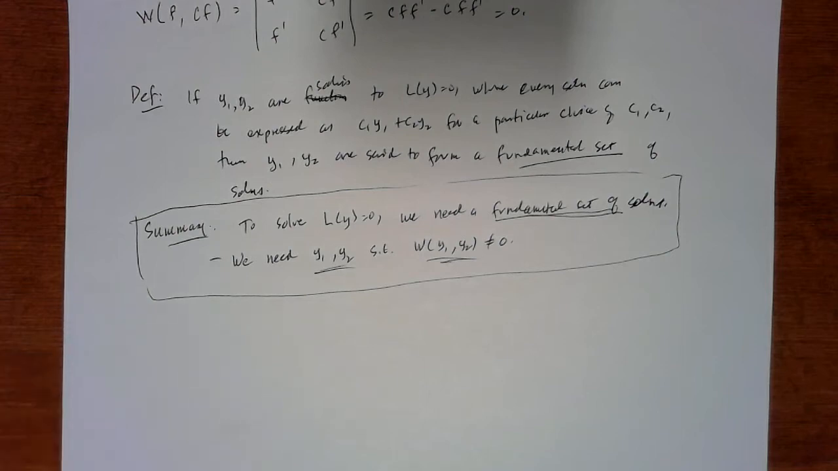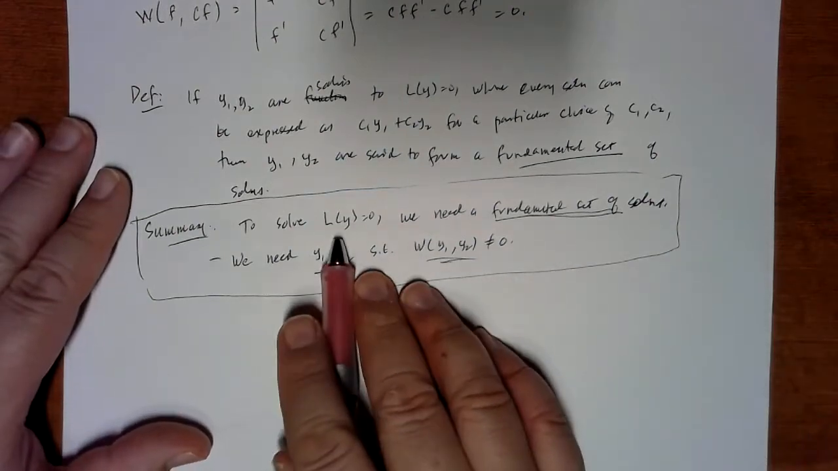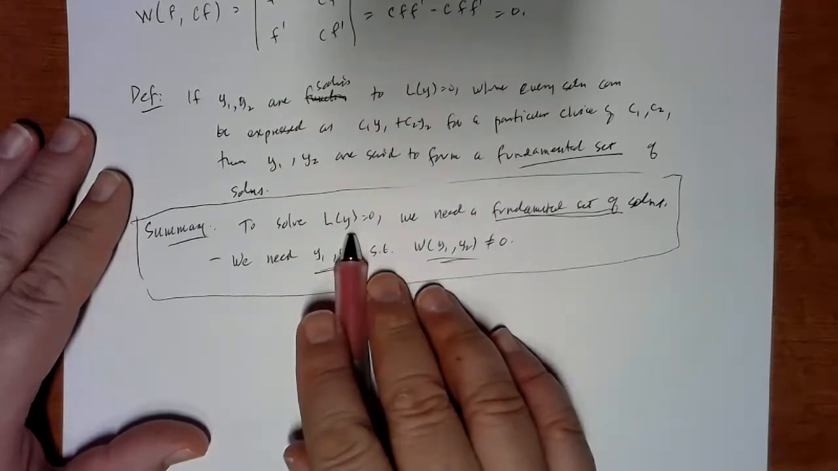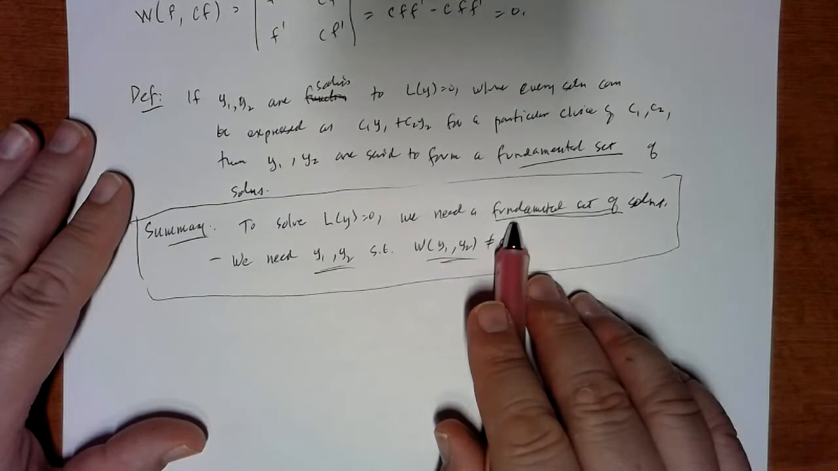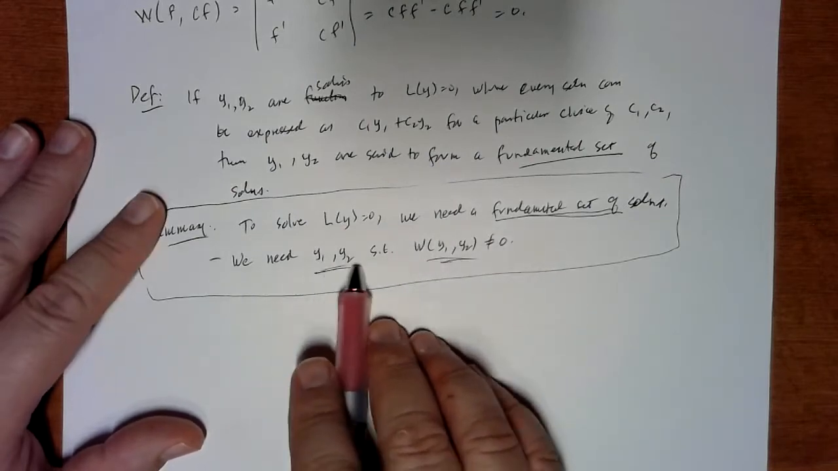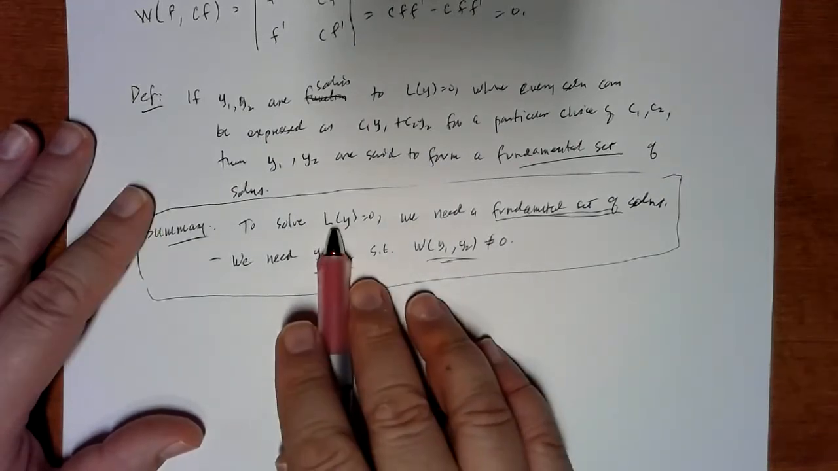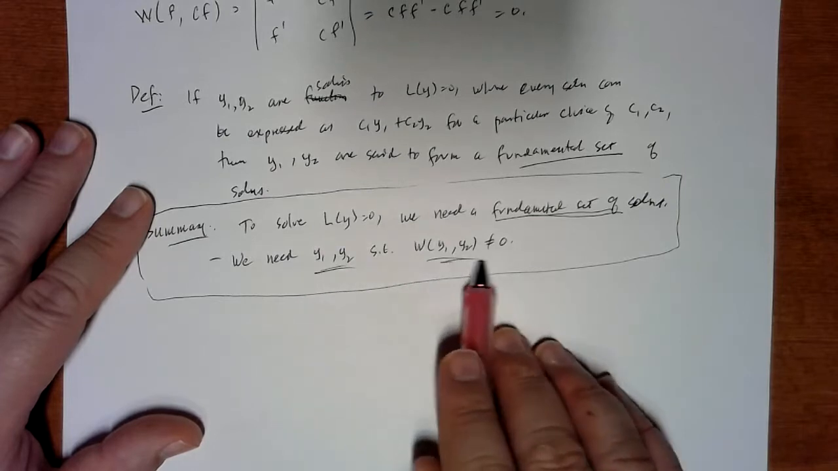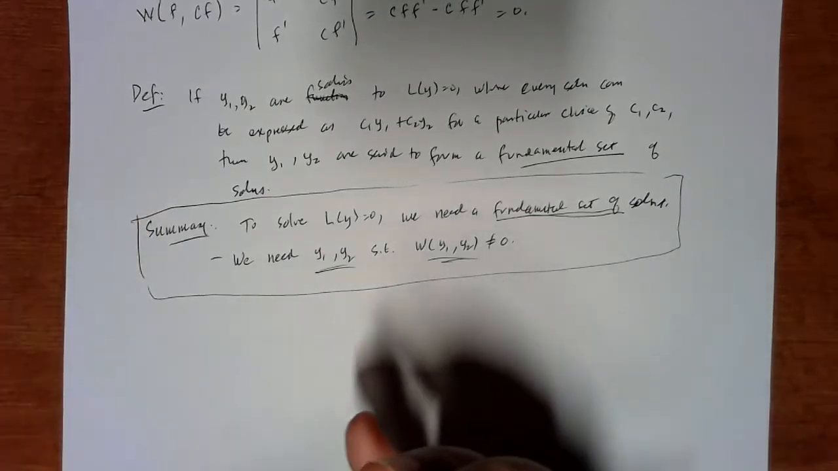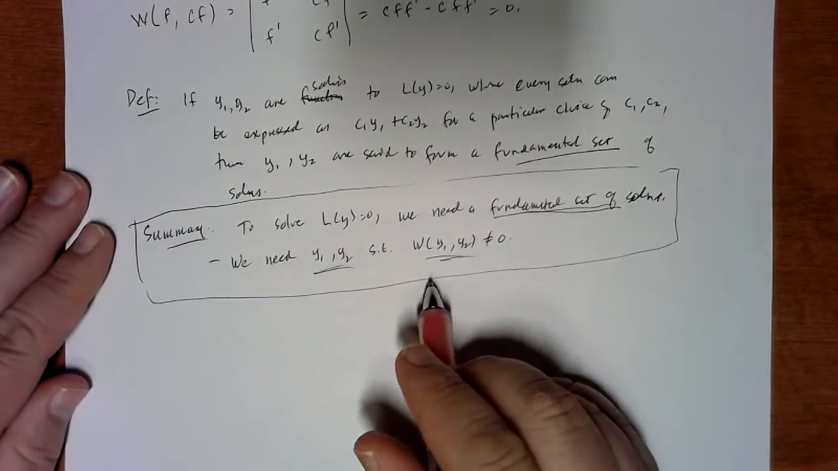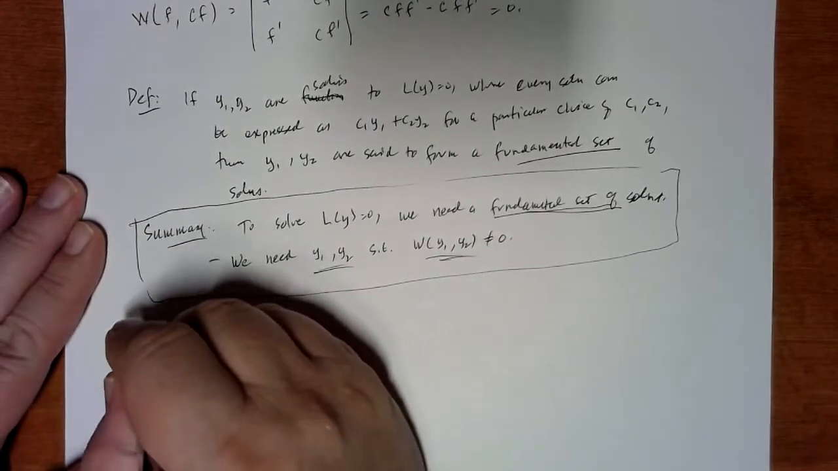Okay, so we're back. And we said that in order to solve our second order linear homogeneous differential equation, we need a fundamental set of solutions. In other words, we need to find two functions for the second order such that the Wronskian is not equal to 0. Good.